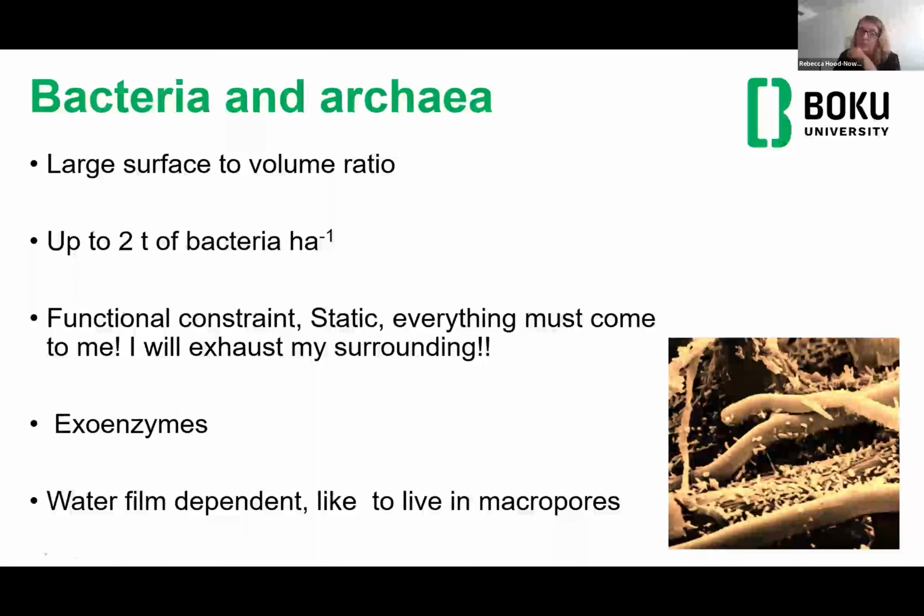Bacteria have a very large surface to volume ratio because they're actually tiny. There's up to 2 tons of bacteria per hectare if you've got a really good soil, and maybe possibly a forestry soil. I think that number comes from forestry. They've got a very functional constraint that everything has to come to them. So they're very static. There's some motile bacteria, but very, very few. They have exoenzymes, and they're very dependent on water films to live in macropores, so they tend to live in those systems. Then we have a vast range of soil animals within the soil.